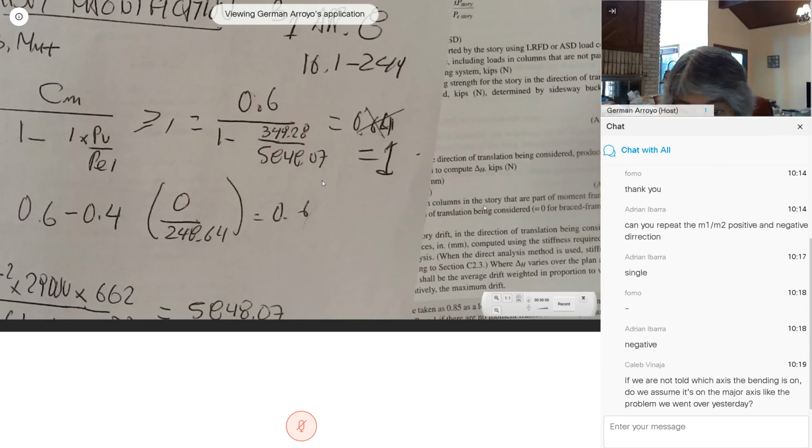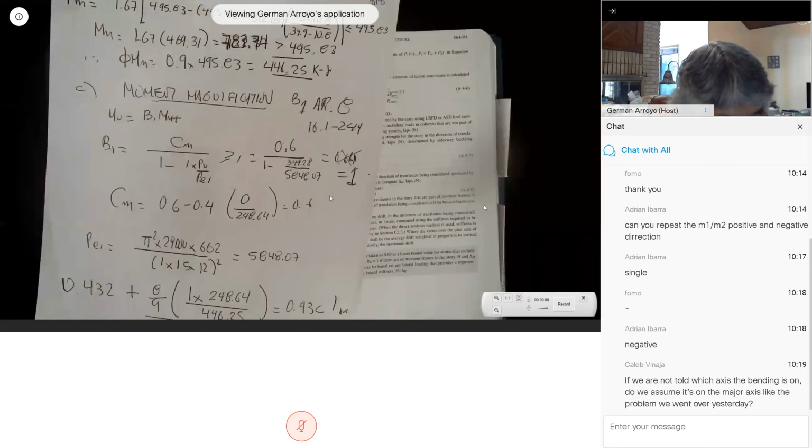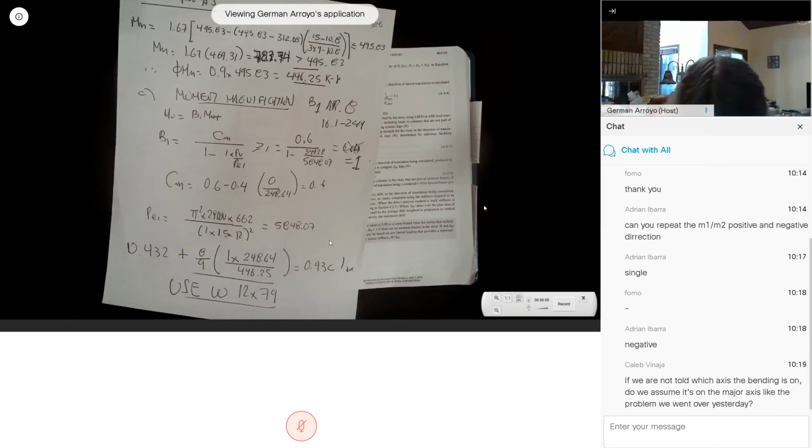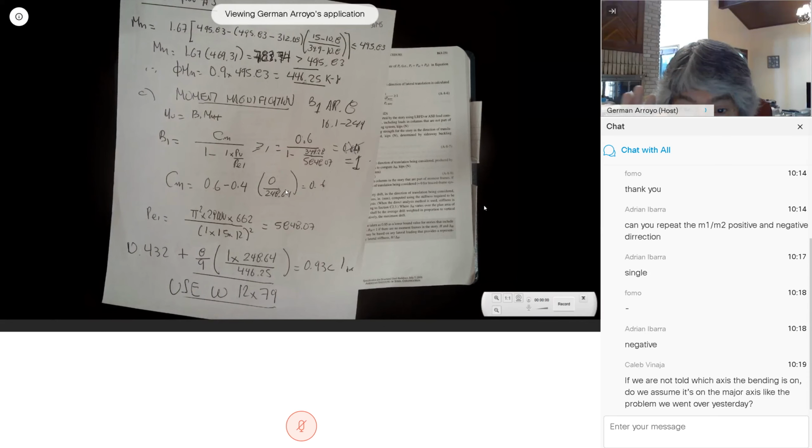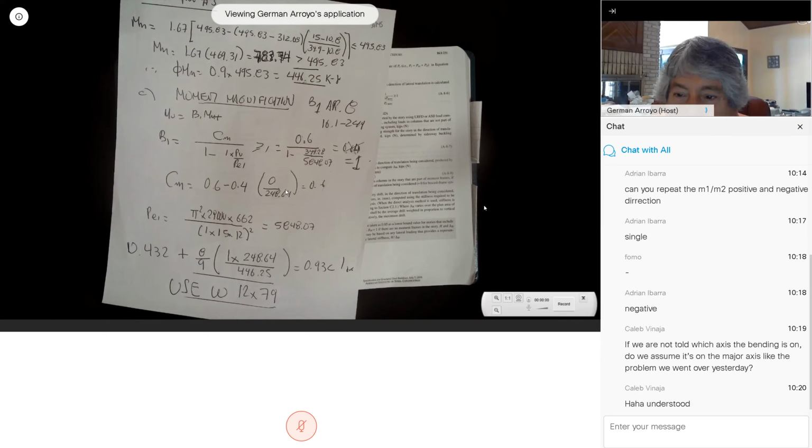If we are not told which axis bending is on, do we assume it is on the major axis, like the problem we went over yesterday? Look, we had 62 people taking the exam. Do you think I'm going to be crazy enough not to say which one is the bending axis? It means that I'm going to have different solutions. Remember what I told you on day one. I'm going to control the factors so we will have only one solution. Right? So things like that, I have to tell you, I cannot let you assume. So don't forget that. Any other question?